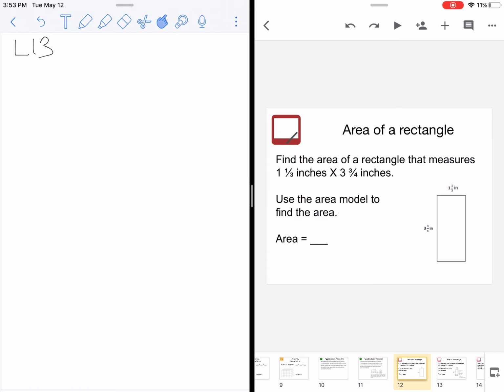And here we go. So, practice problem number 1 for your concept development today. It says find the area of a rectangle that measures 1 1/3 inches times 3 3/4 inches. Use the area model to find the area. So I'm going to draw that one over here. So we have 1 1/3 times 3 3/4.